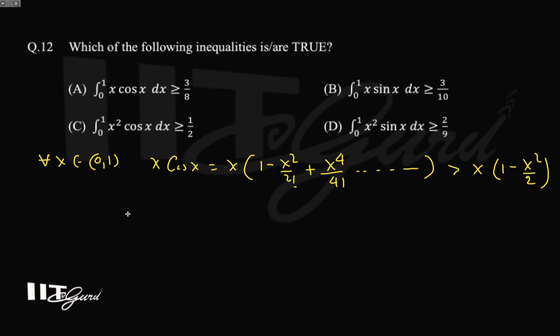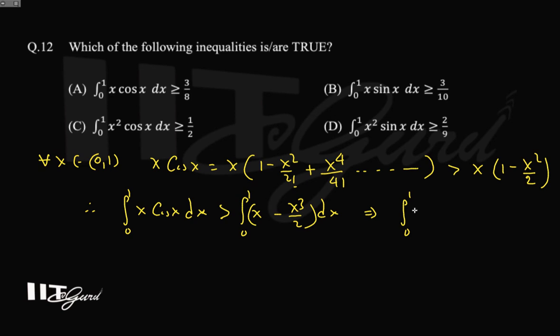Okay. So if you are integrating this one, therefore we can say for the first option, integral 0 to 1 of x cos x dx will also be greater than the integral 0 to 1 of x minus x cube upon 2 dx. If you solve this, you will find that the integral 0 to 1 of x cos x dx is greater than 3 by 8. So the first option is correct.